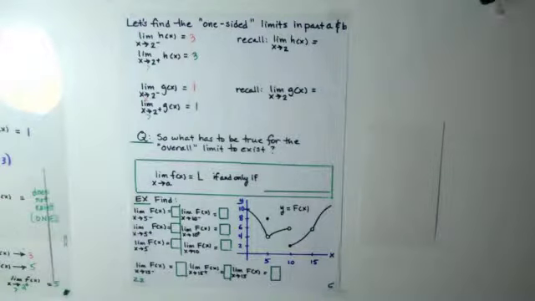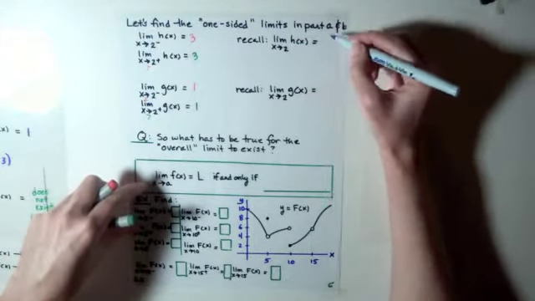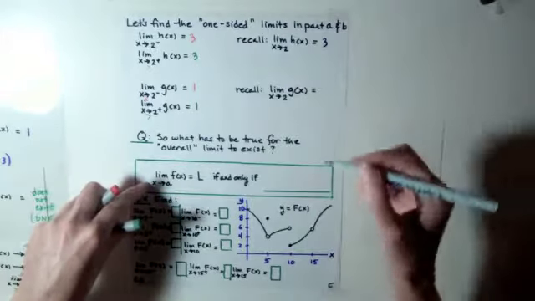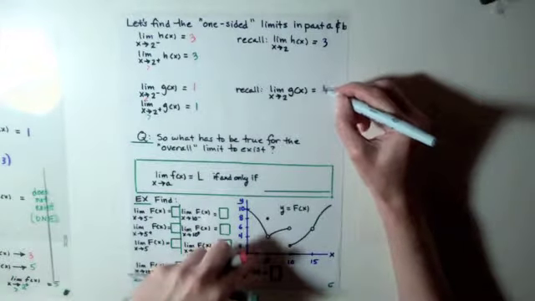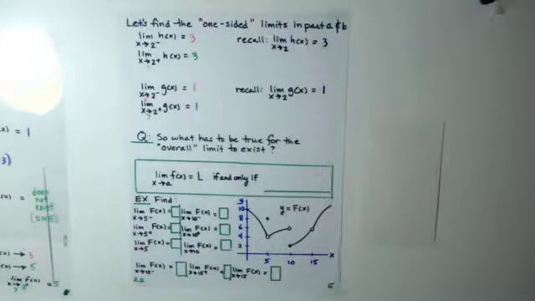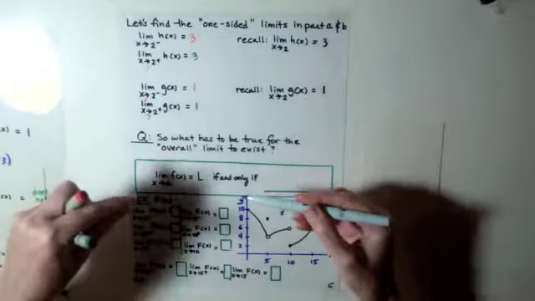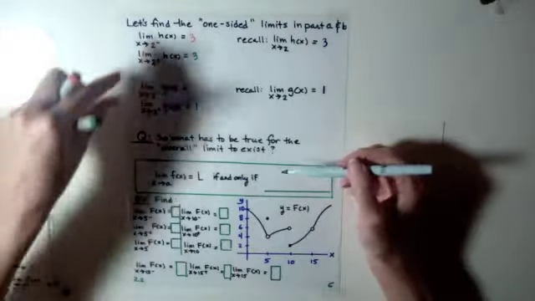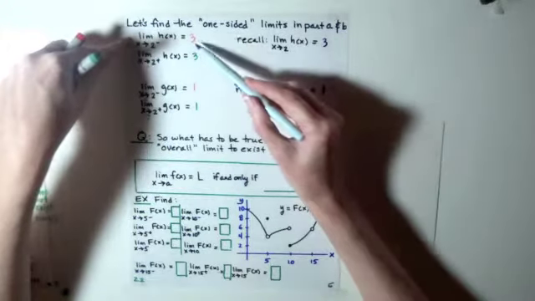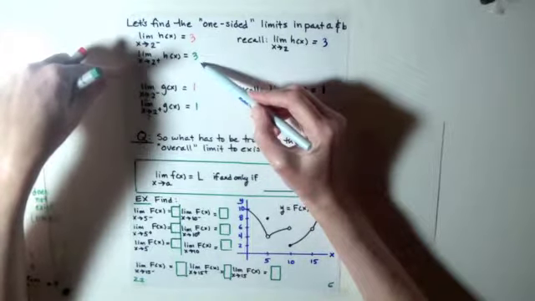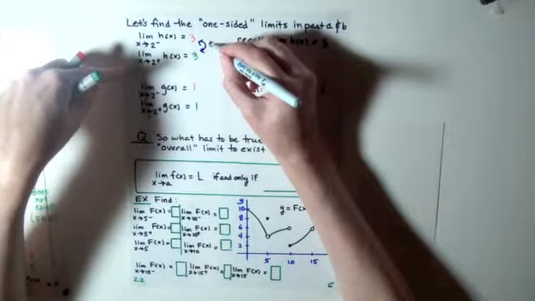Remember that in part A, we said the overall limit as x approaches 2 from both directions, from both the left and the right, was equal to the number 3. And in part B, the limit as x approached 2 from both directions, both the left and the right, was equal to 1. And I want you to think about this question. What has to be true for the overall limit, in other words, as we approach from both directions, to exist? Well, in part A, we saw the limit from both directions was equal to 3, the limit from the left was 3, and the limit from the right was 3. These two things have to agree with each other. They have to be equal.